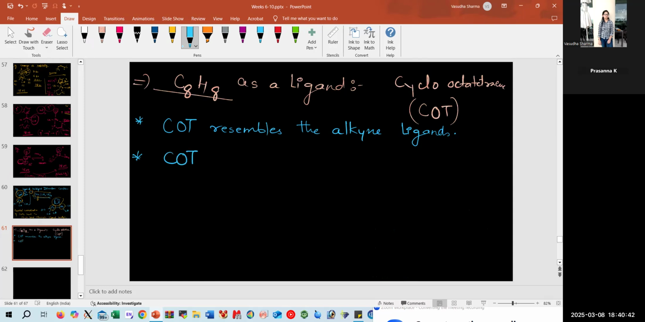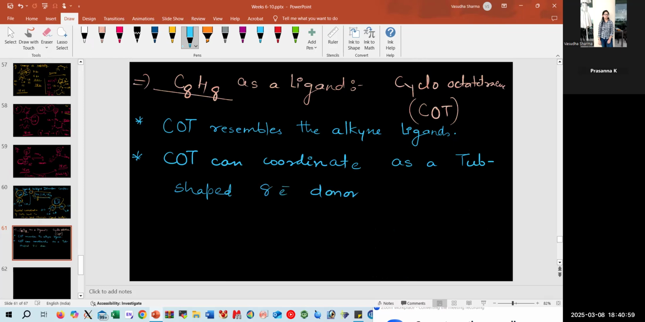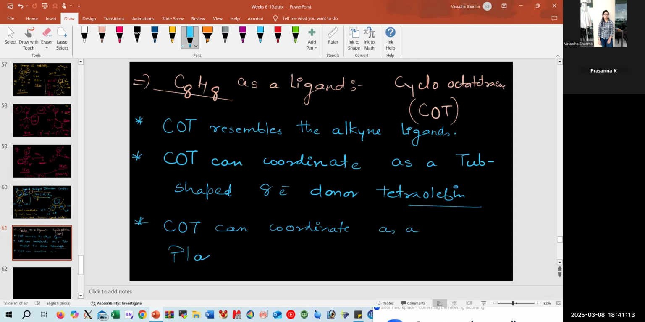COT can coordinate in different ways. It can coordinate as a tub-shaped, 8 electron donor, tetraolefin ligand, or it can coordinate as a planar, 10 electron donor.